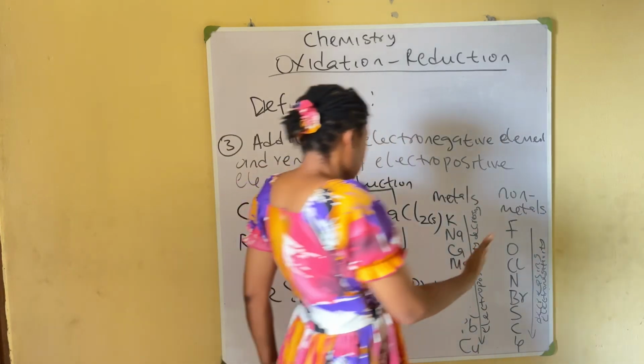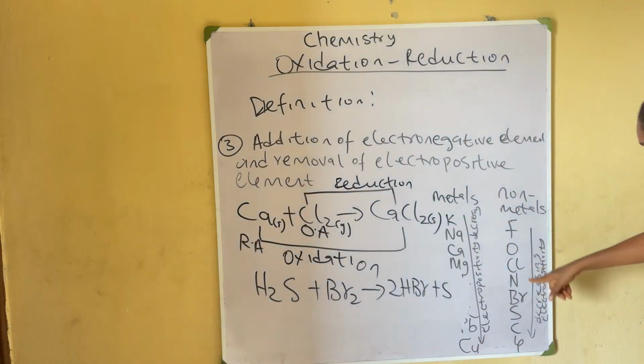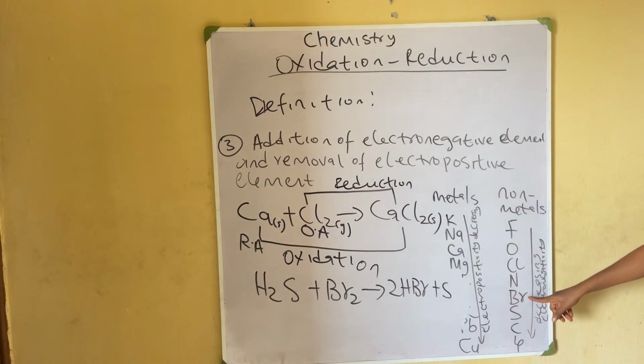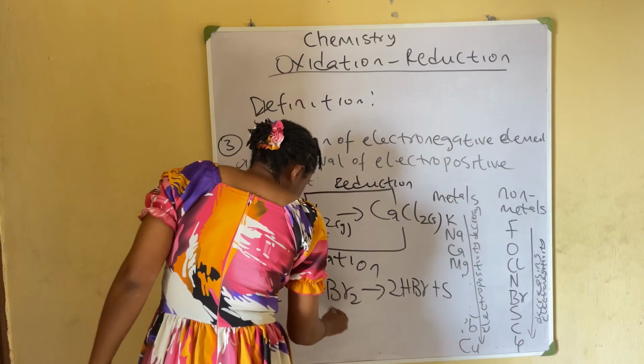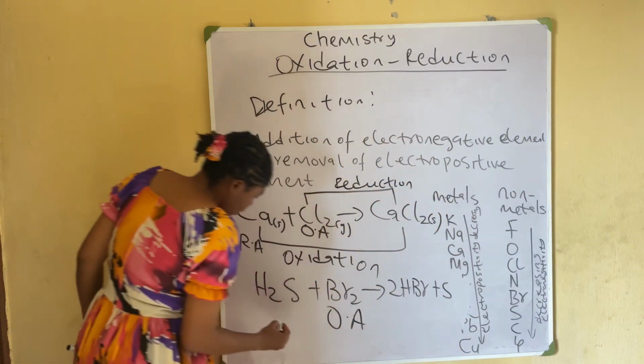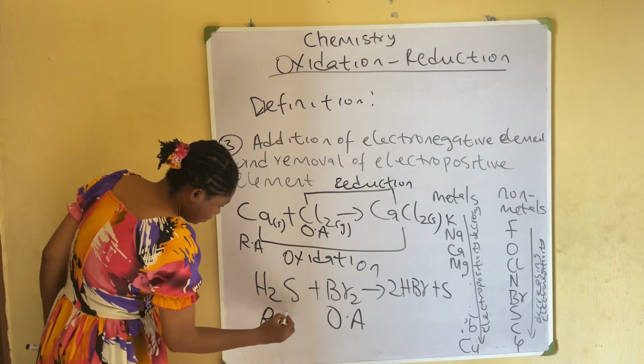Let's look at the order of electronegativity. Bromine is more electronegative than sulfur. So the one that is more electronegative will serve as the oxidizing agent. So here, this one is my oxidizing agent. Here is the reducing agent.